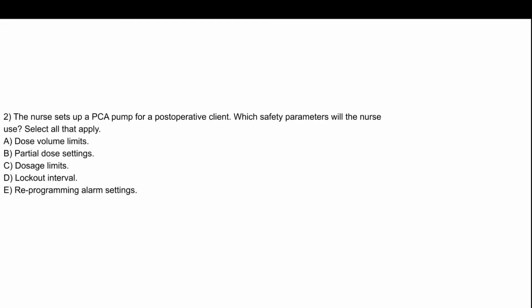Question number 2. The nurse sets up a PCA pump for a postoperative client. Which safety parameters will the nurse use? Select all that apply. Option A. Dose volume limits. Option B. Partial dose settings. Option C. Dosage limits. Option D. Lockout interval. And option E. Reprogramming alarm settings. The correct answers are option A, C, and D.